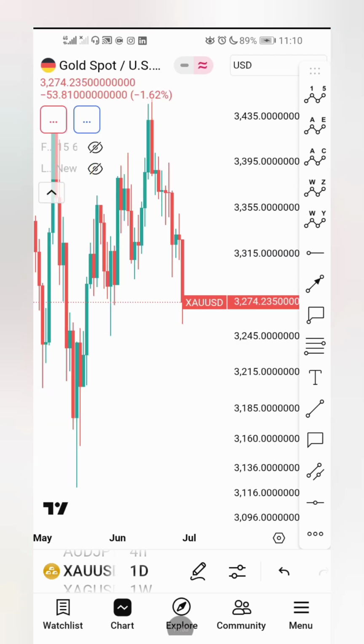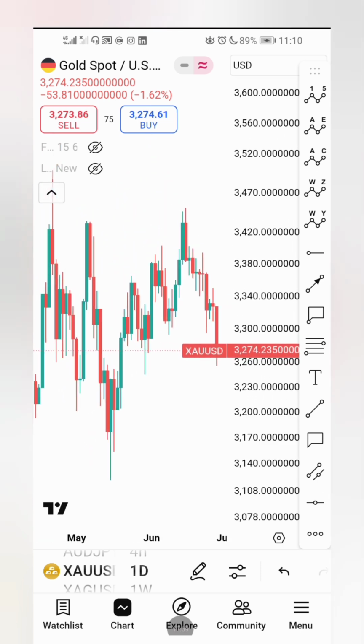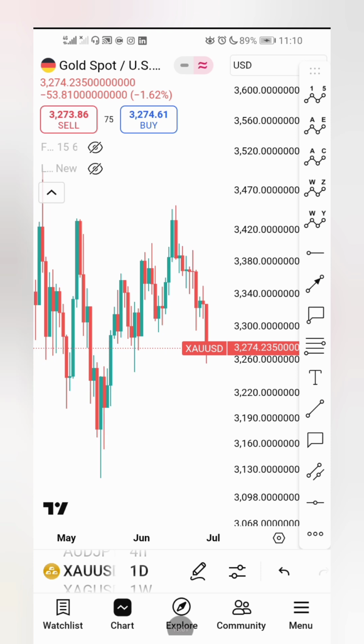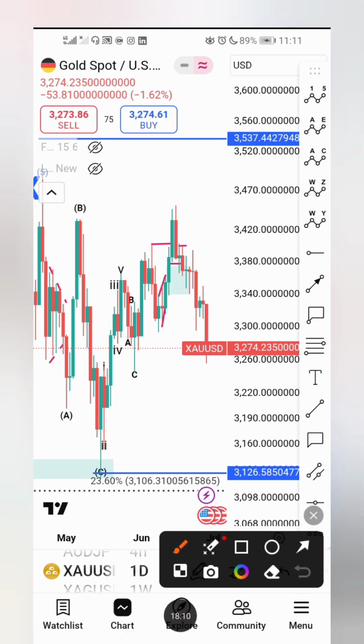Okay, looking at gold. Oh, I expected gold to travel up this week. When you look at gold, the number one thing you will see is this correction A, B, C, and after this correction, you will see a five-wave structure, which is 1, 2, 3, 4, and 5. You see that? So it means that this is a five-wave structure.